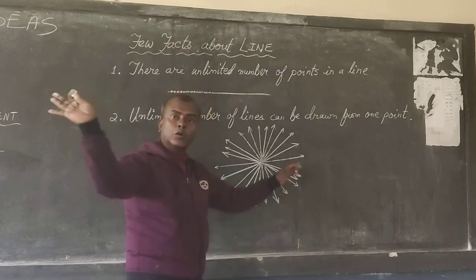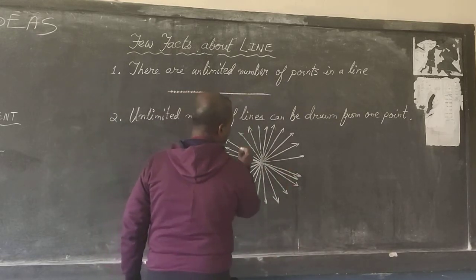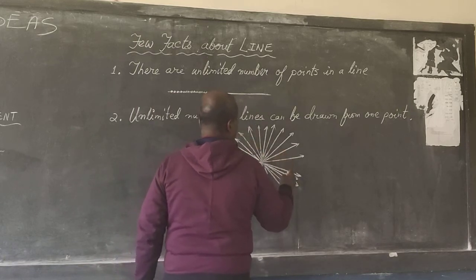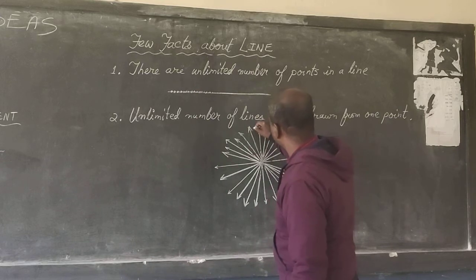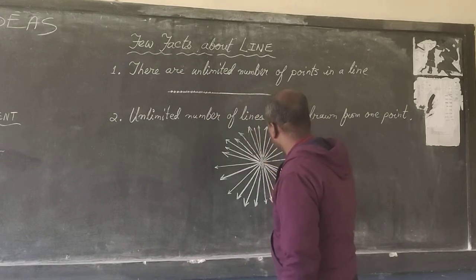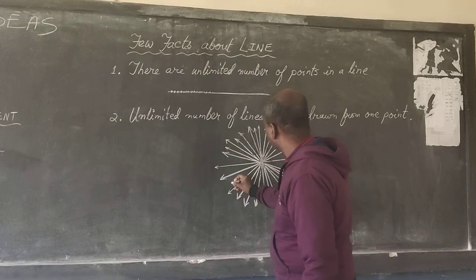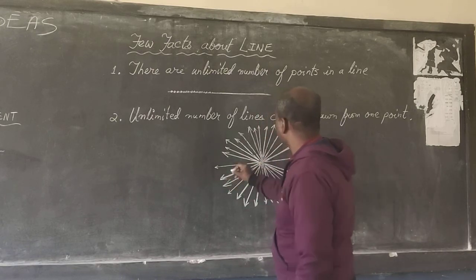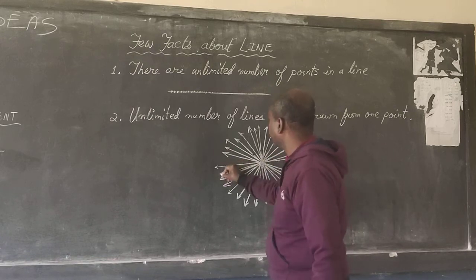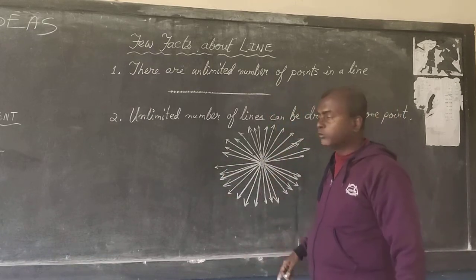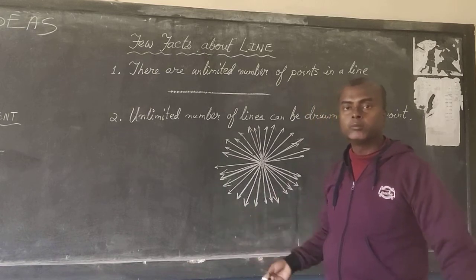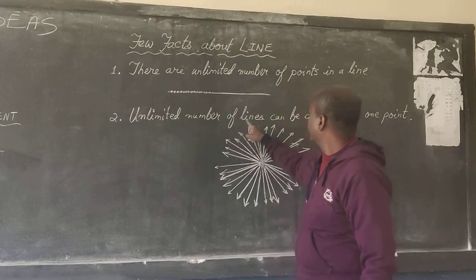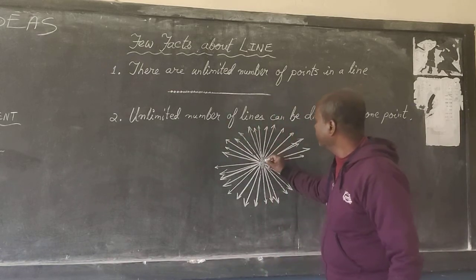Believe me, we can go on drawing. There is no end to lines. You can go on drawing as many as possible. You get tired of drawing and counting, but the lines can go on adding. There is no end to lines. I am stopping here. There is no point in drawing more now, you will not be able to count. But the fact is, an unlimited number of lines can be drawn from one single point.